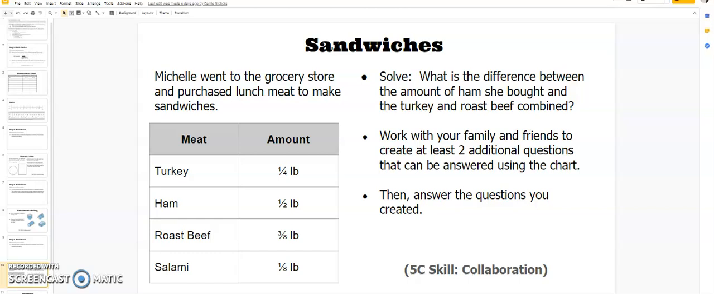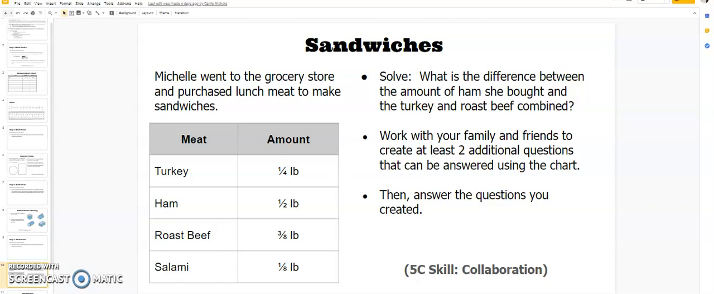What we need to solve is, what is the difference between the amount of ham she bought and the turkey and roast beef combined? You're going to work with your family and friends to create at least 2 additional questions that can be answered using the chart. This is going to be counted towards your 5C skill collaboration badge. Then you're also going to answer the questions you created.